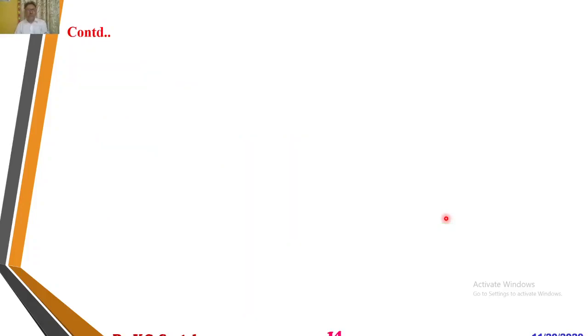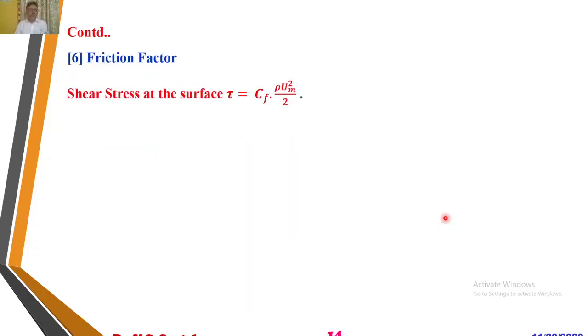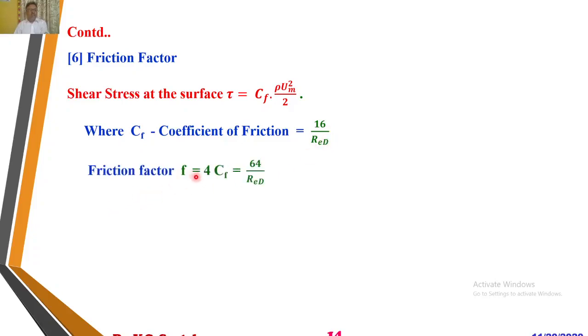Further, friction factor. So shear stress at the surface, tau, is given by C_f into rho u_m square by 2, where C_f is called the coefficient of friction. It is given as 16 upon Re_D, and friction factor f is 4 times C_f, that is 64 over Re_D.